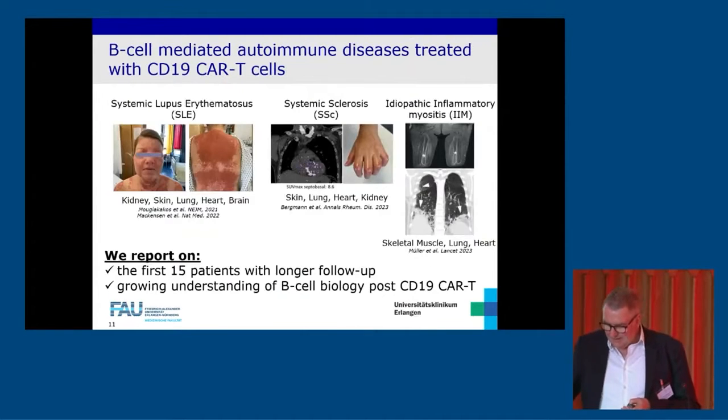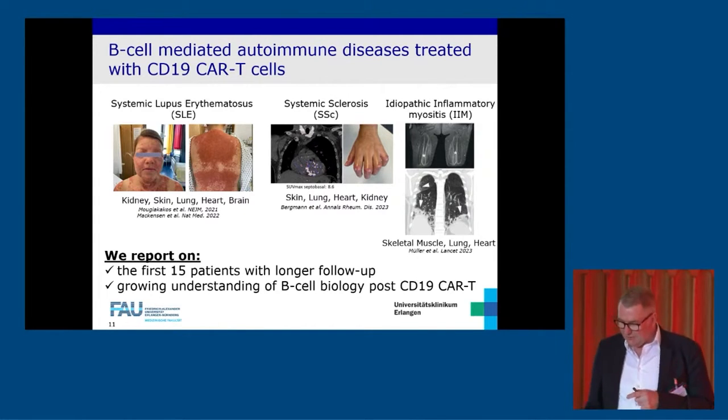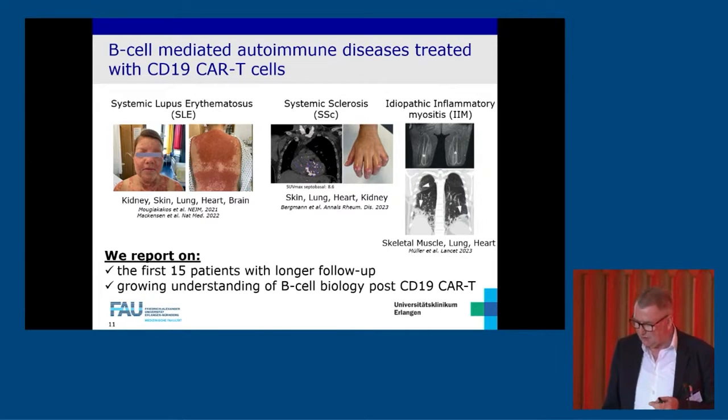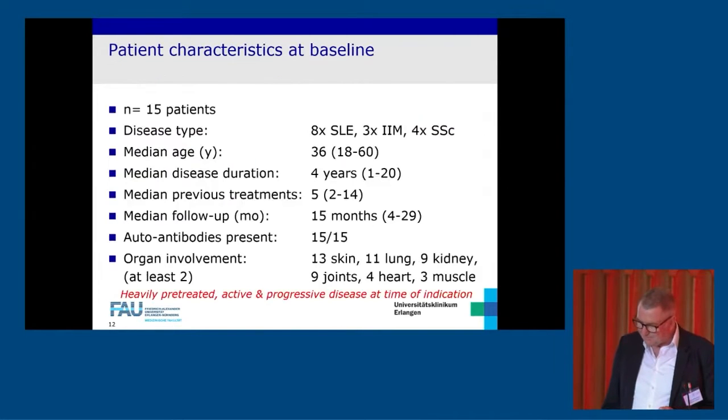So in the next minutes, Georg will present the clinical data of the first 15 patients we have treated so far. It was a longer follow-up, and most of the patients we will present have SLE, but we will also show you data from a patient with systemic sclerosis and a patient with idiopathic inflammatory myositis, which is an immune-mediated disease that primarily affects the skeletal muscles, but can also involve organs such as lungs, skin, and joints.